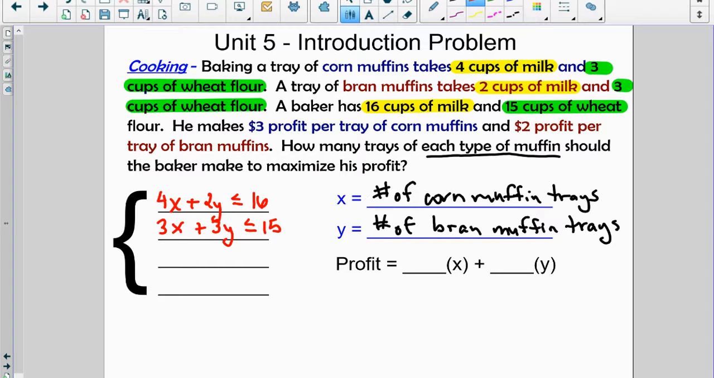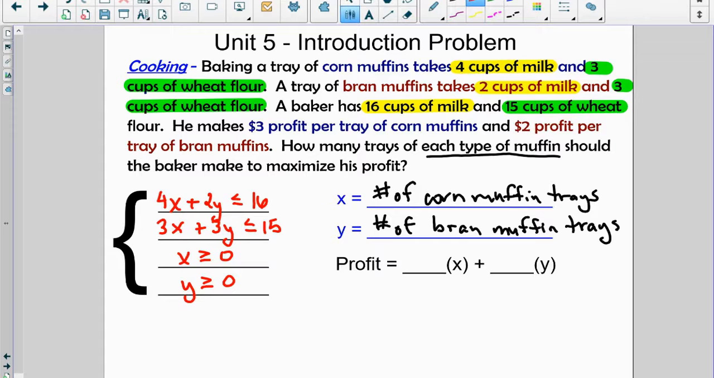Finally, the last two inequalities are the ones that make sense in this problem, related to the number of trays of corn muffins and the number of trays of bran muffins. So x has to be greater than or equal to 0, just saying it can't be a negative number. And y also has to be greater than or equal to 0.